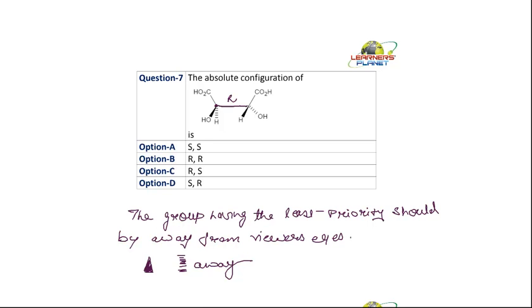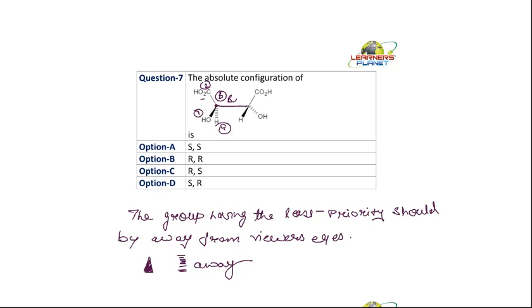This is the Cahn-Ingold rule. How do we assign the priorities? The atom with the highest atomic number is given the highest priority. This is the 1. So you need to compare the first atoms of the groups bonded. Then if the first atoms are the same, in this case this is C, and in our case also it is C, then you move to the second atom. Here it's oxygen, and in this case it is H. So this will be given the second priority, this is the third priority, and the fourth.